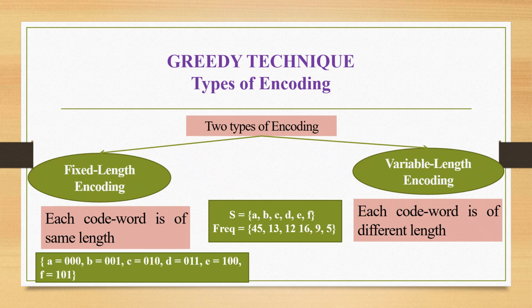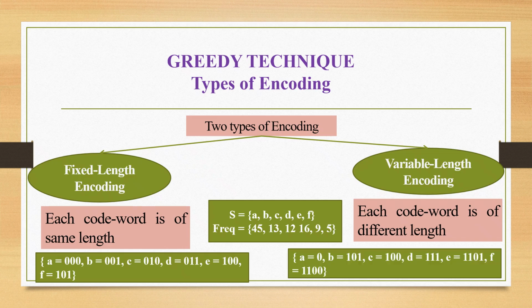So say, for example, they have given S equal to A, B, C, D, F, and the frequency for each. Here we have the same length, all having 3 bits, 3 bits, 3 bits. Whereas here, for A, B, C, we have different kinds of length. That is what variable length encoding is.